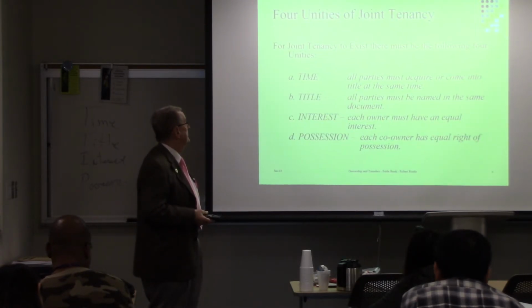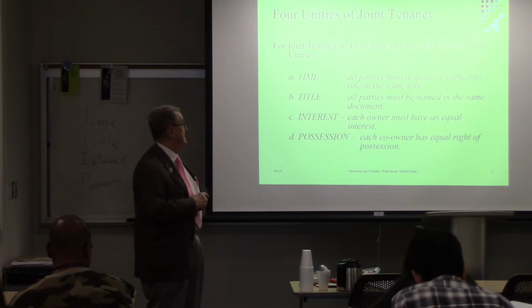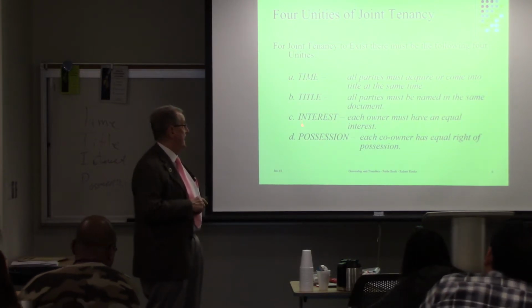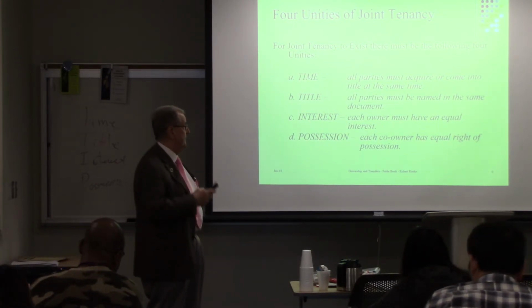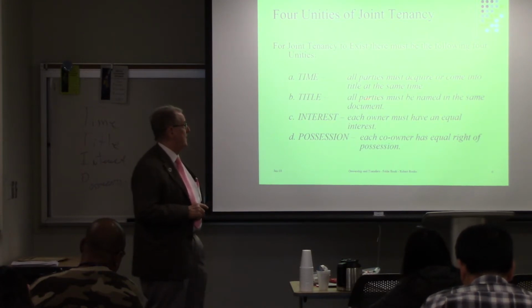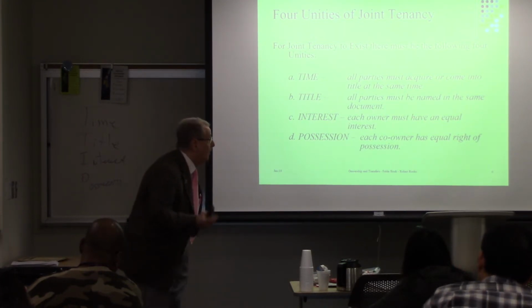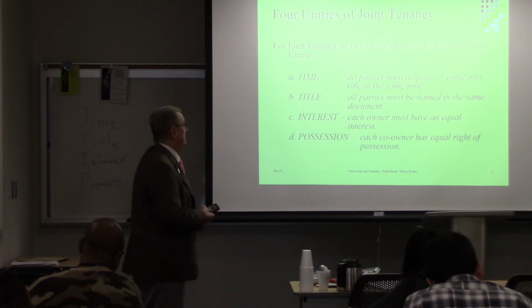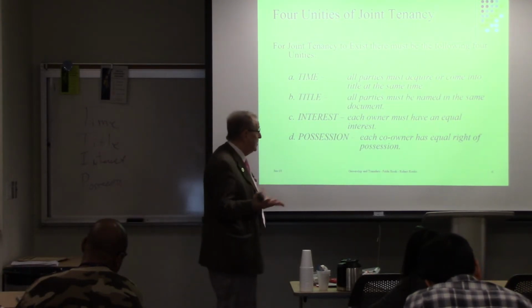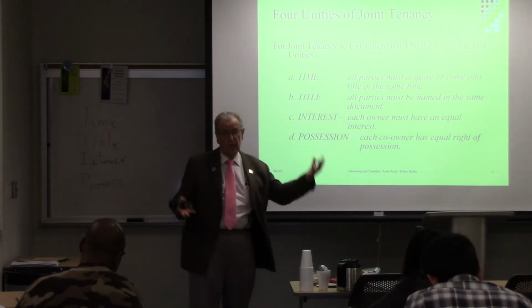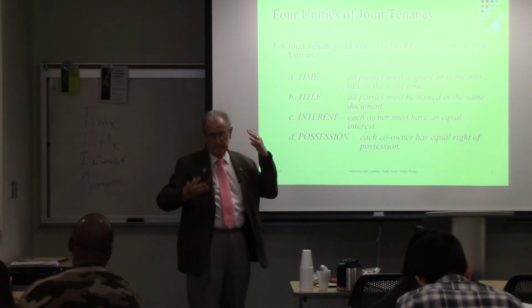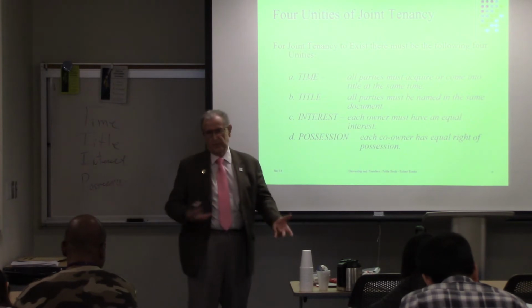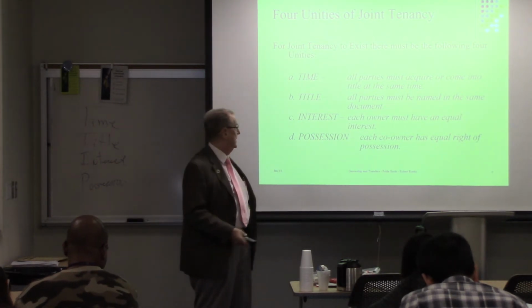Okay. Four units create joint tenancy. The four units are time, title, interest, and possession. We already said that up on the board. All parties must acquire or come into title at the same time. All parties must be named in the same document. And the interest, each owner must have an equal interest. It can't be 1/3, 1/4 like that. It has to be 1/4, 1/4, 1/4, 1/3, 1/3, 1/3, 1/2, 1/2.